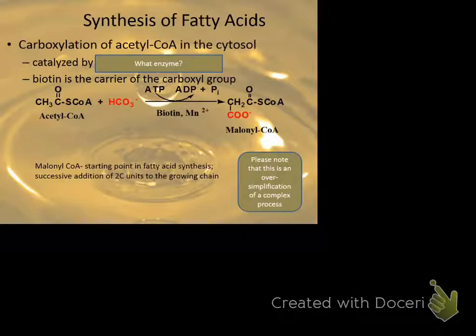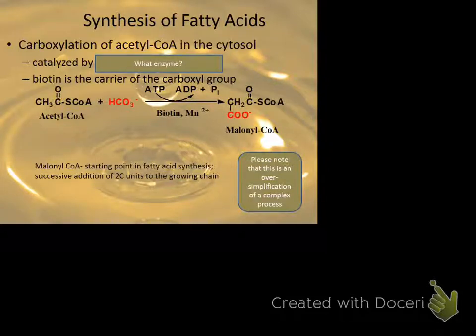One other thing is it requires a different metal than what we've seen normally, and Mn is manganese. And so manganese, by the way, is a heavy metal. It's also neurotoxic, but we do require very, very small amounts of it in a very specific oxidation state. Okay, and then the malonyl-CoA is actually then the starting point for fatty acid synthesis, and 2 carbon units get added on at a time. But this requires bicarbonate and ATP.